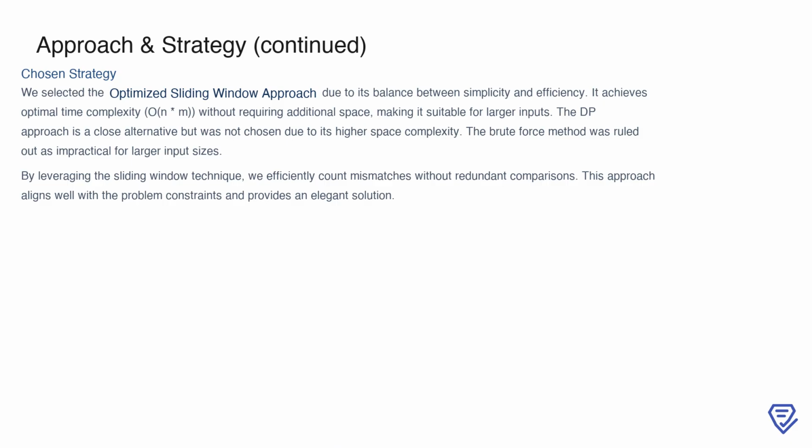Finally, the chosen strategy is the optimized sliding window approach. This method strikes the right balance between simplicity and efficiency, achieving a time complexity of O(n * m), without requiring additional space. These properties make it well suited for larger inputs. While the dynamic programming approach is a strong alternative, it was not selected due to its higher space complexity. As for the brute force method, it was ruled out entirely due to its impracticality for larger input sizes.